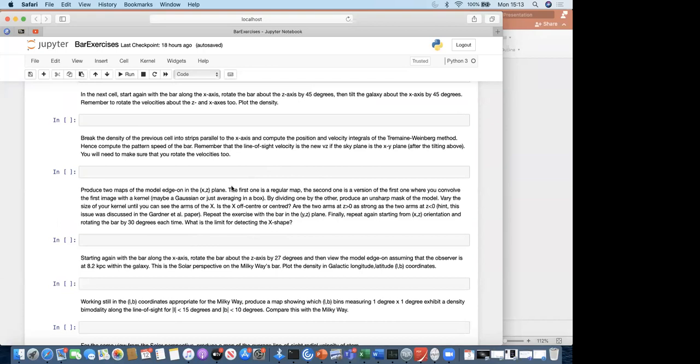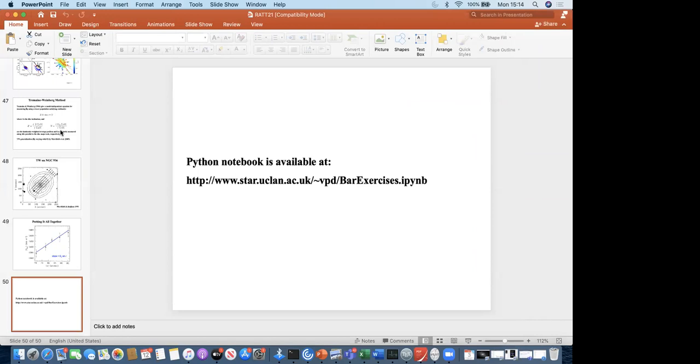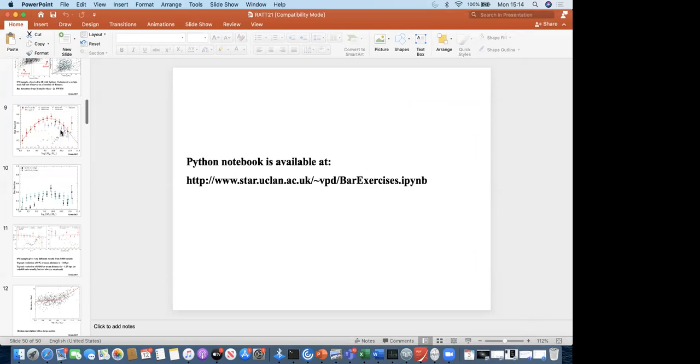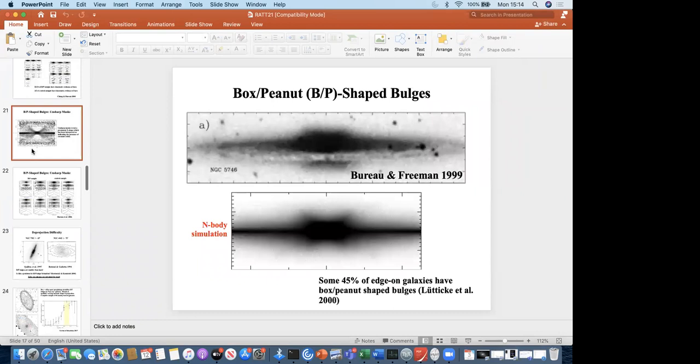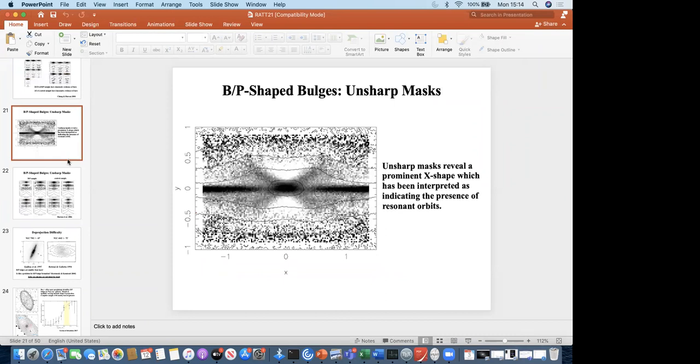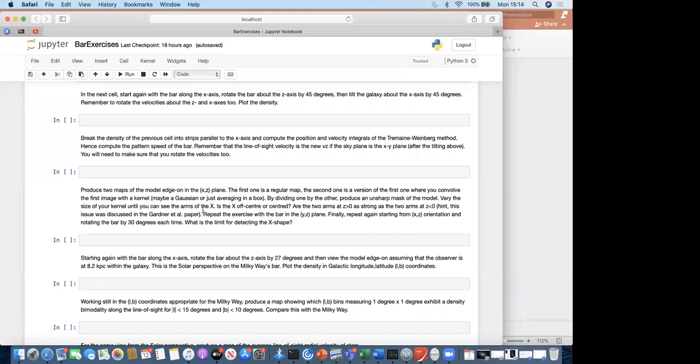Then I ask you to produce an unsharp mask. I remind you, an unsharp mask of a galaxy is something that looks, I give you an exercise for producing something. Nope, not this, like this, okay? Produce an unsharp mask of the galaxy. The galaxy that you will be working with is a scaled version of this simulation. It's a quite old simulation at this point, but it's still useful because it's quite similar to the Milky Way.